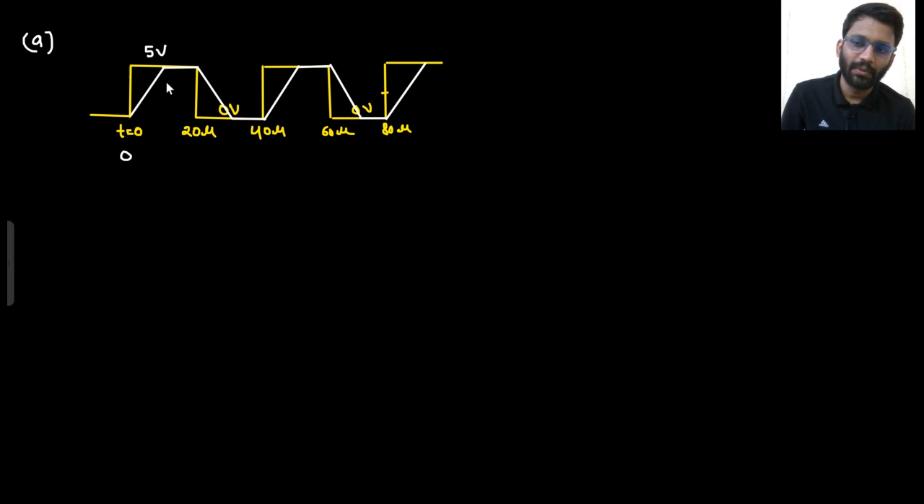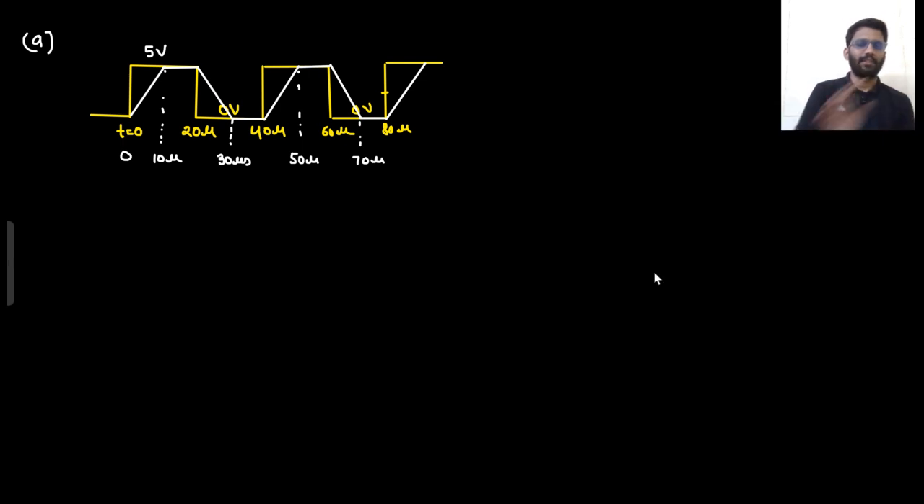This is 0. This time is 10 microsecond. This time is 30 microsecond. This time is 40. This time is 50 microsecond. This time is 70 microsecond. And so on. So this is a trapezoidal shape that you are getting, right? So this is the output waveform.